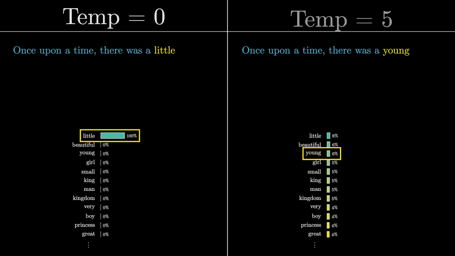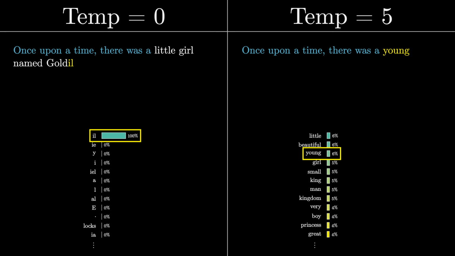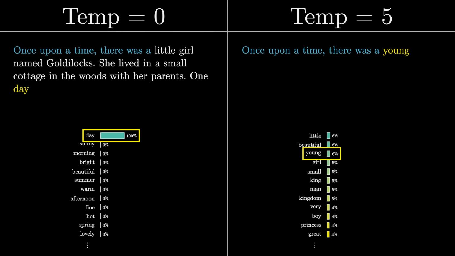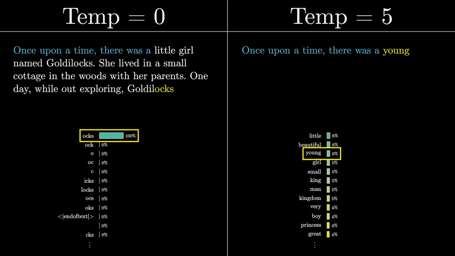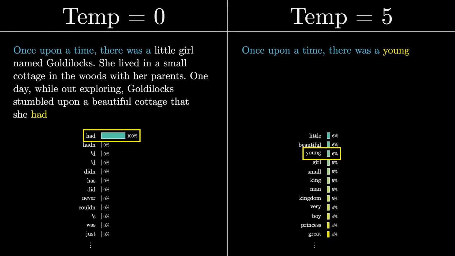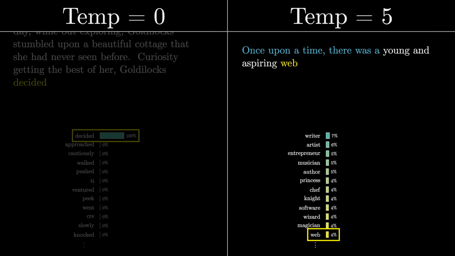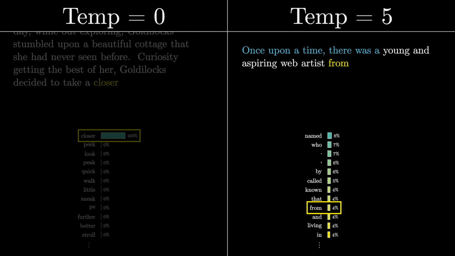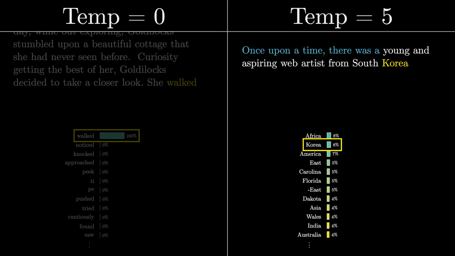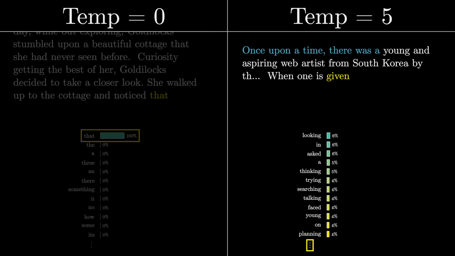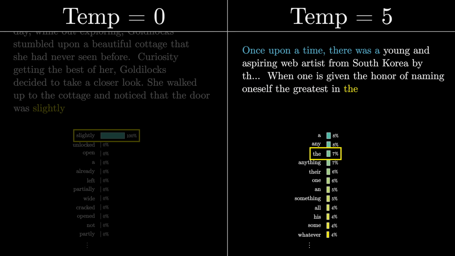For example, I'll have GPT-3 generate a story with the seed text, "Once upon a time there was a," but I'm going to use different temperatures in each case. Temperature 0 means that it always goes with the most predictable word. And what you get ends up being kind of a trite derivative of Goldilocks. A higher temperature gives it a chance to choose less likely words, but it comes with a risk. In this case, the story starts out a bit more originally, about a young web artist from South Korea, but it quickly degenerates into nonsense.